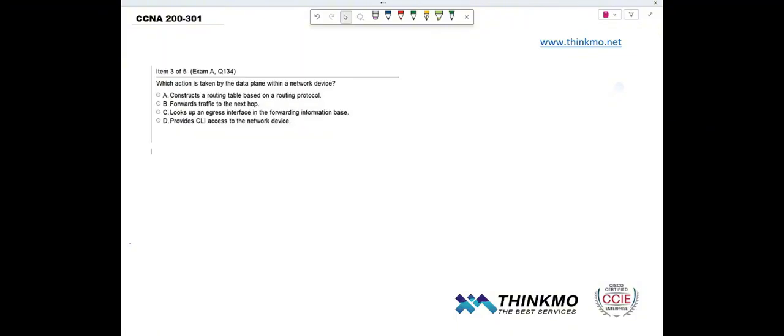The third question, it asks about the data plane on the network. The data plane, what operations does it perform? Well, the data plane performs forwarding operations. There's nothing much to say about it. It forwards data to the next hop, right?